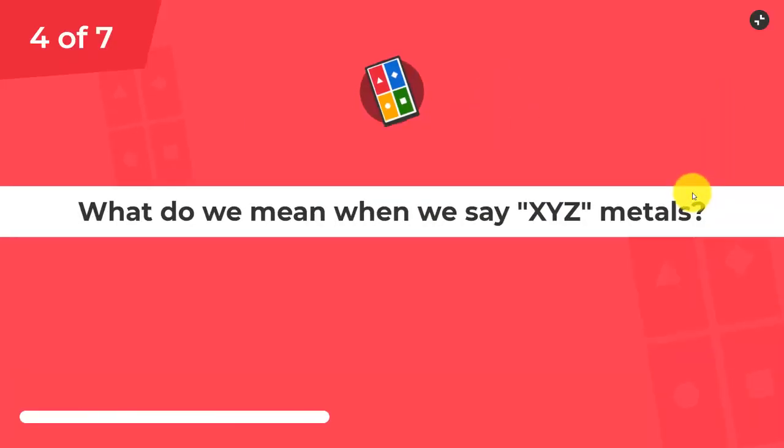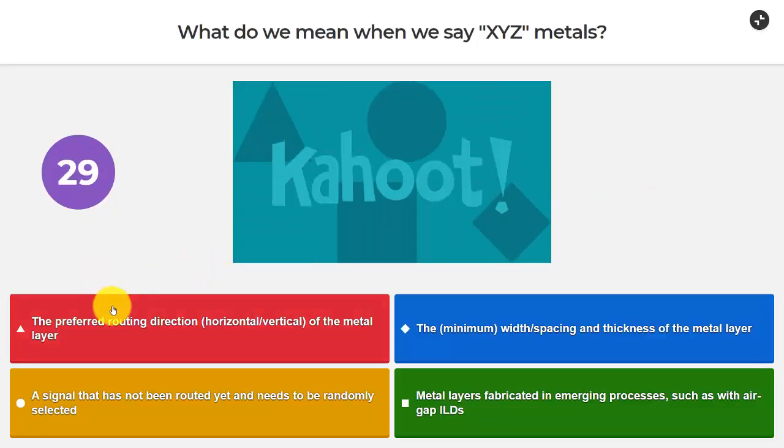Question number 4. What do we mean when we say XYZ metals? The preferred routing direction, horizontal, vertical, of the metal layer, the minimum width, spacing, and thickness of the metal layer, a signal that has not been routed yet and needs to be randomly selected, or metal layers fabricated in emerging processes such as with air gap interlayer dielectrics.